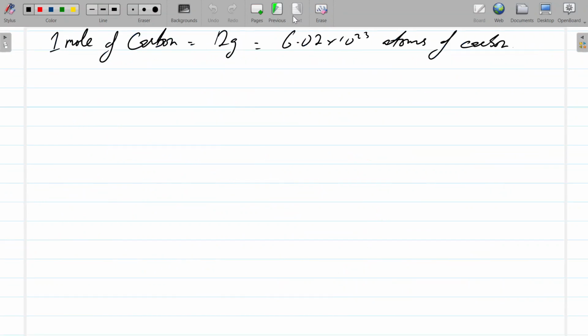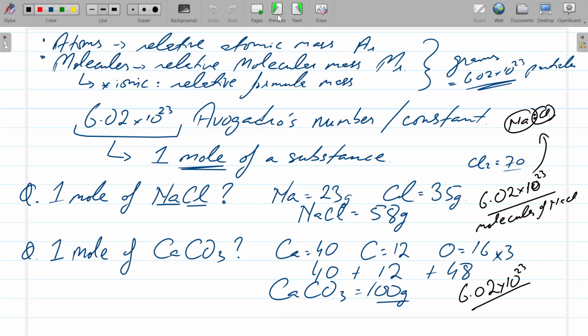So what I'll do is I'm going to clear this out, and I'll stop here and let you digest that. The next time we come in, we are going to take this forward and talk about how we can use this information in the chemical reactions that we do.